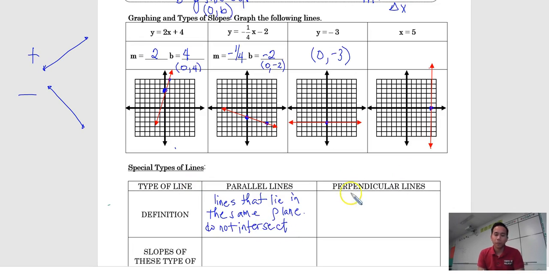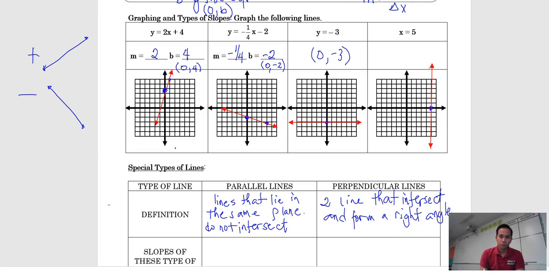While perpendicular lines are two lines that intersect and form a right angle. So when they intersect, they form a right angle.